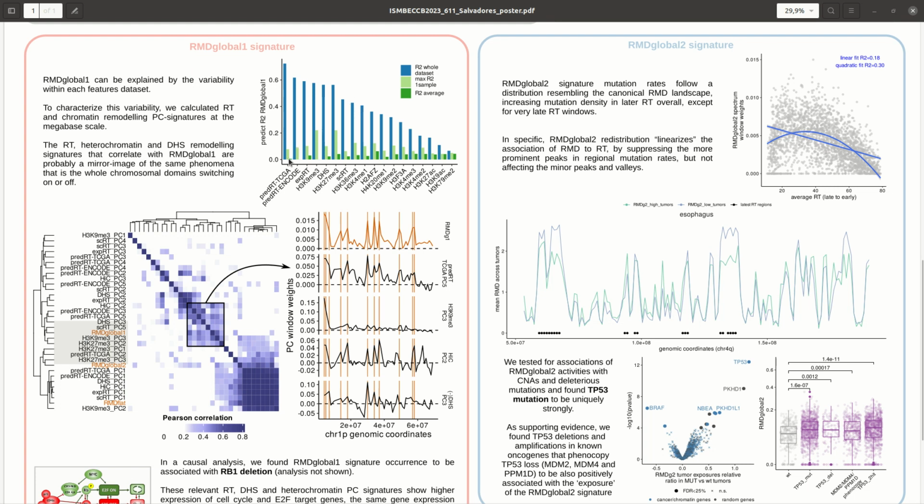not the average. In order to characterize this variability, we calculated replication time and chromatin remodeling signatures at this megabase scale, and we correlated them with the RMD Global signatures. What we observe is that the replication time, heterochromatin, and DHS remodeling signatures that correlate with RMD Global 1 are probably a mirror image of the same phenomenon, that is the whole chromosomal domain switching on and off. Because as we can see, there are in these signatures the same peaks that we observe in our RMD Global 1 signature.